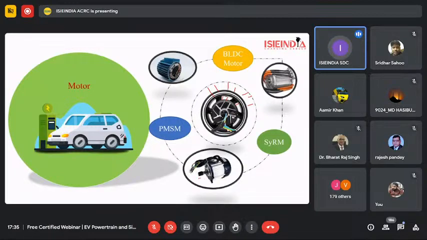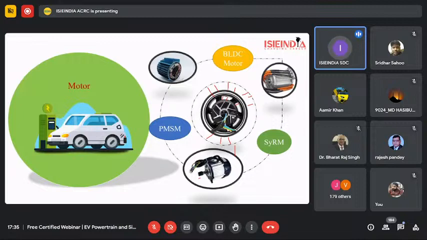You can see here, this is the mid motor, in which the rotating part is at the center. But in the case of the BLDC hub motor, which is this one, the rotating part is outside. So this is the main difference between the hub motor as well as the mid motor.